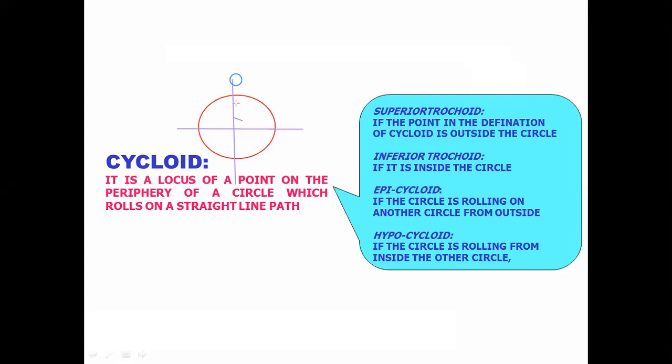Now, if any point is inside, the best example is the valve to fill the air in a tire. It will be fixed at the rim. So if this is the tire, a rubber tire, for example, everything will be rubber, then that point will come here like this. So this valve will be an inferior trochoid. It will be below the outside periphery of this circle.